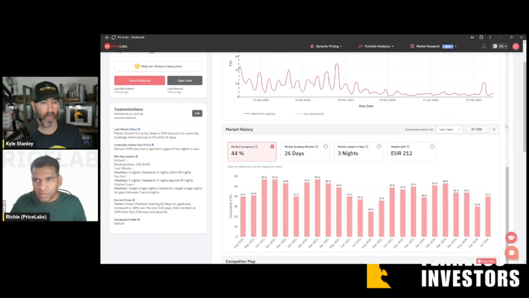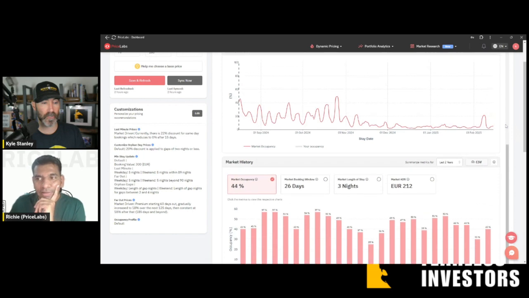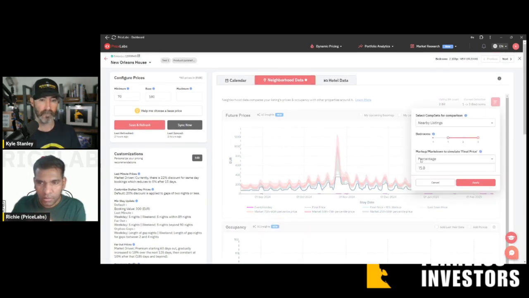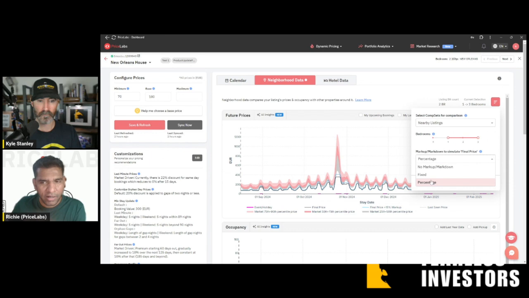Absolutely. Cool. Any other tools to show us on neighborhood data? Yeah, so I'm going to go up. And so remember, we talked about how we have last seen prices, we have added markup. Again, if you go in here, you'd see markup, markdown. You can add a fixed or a percentage, or you can just go with no markup. Generally, most people have some kind of an OTA percentage, like Kyle said, and so you can do that, right?